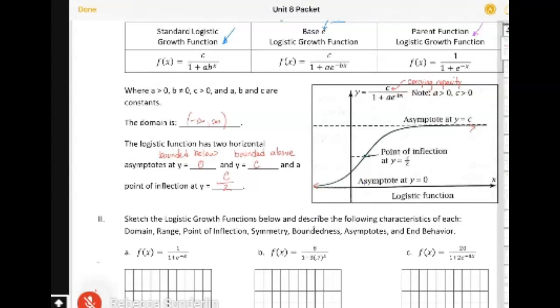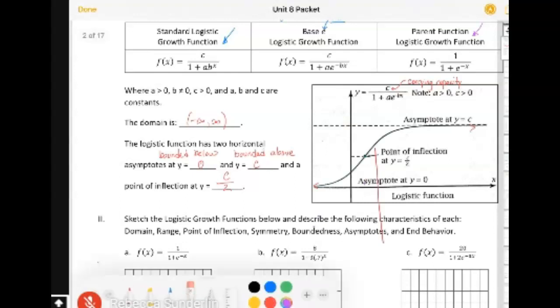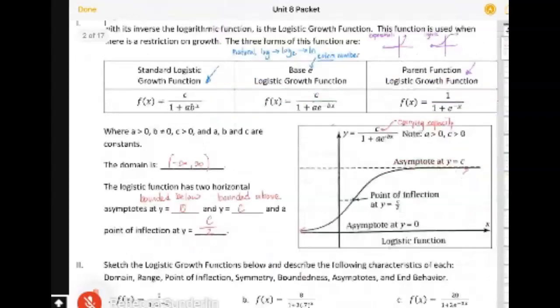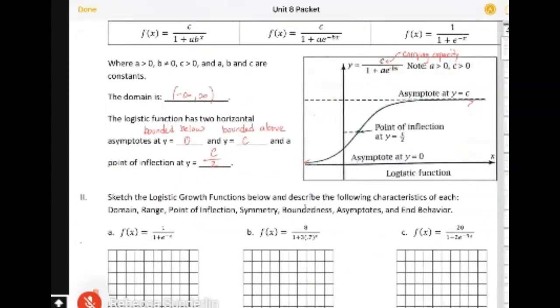Any questions so far? All right. Not much. Just like talking a little bit up here, but you didn't miss any applications.